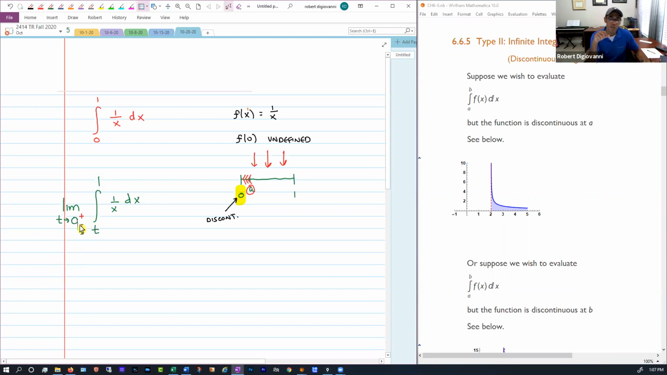So this is back in Cal 1 what we refer to as a one-sided limit. Okay? So this is now going to become, I'm just going to rewrite everything. The limit as t approaches 0 from the right of the integral from t to 1 of 1 over x dx. Now, before we do this, do y'all remember what the answer was from last class when we went from 1 to infinity of 1 over x? Do you remember what that was?